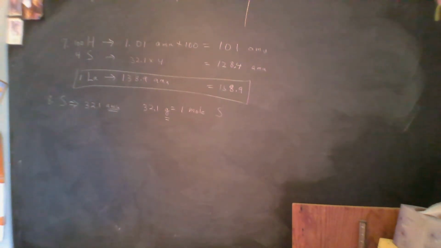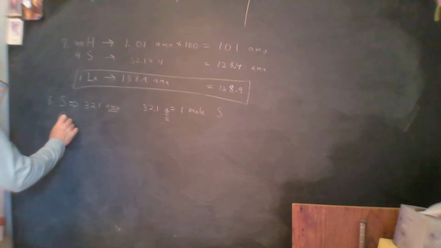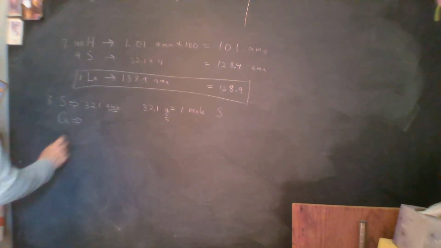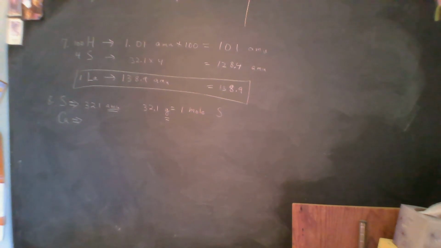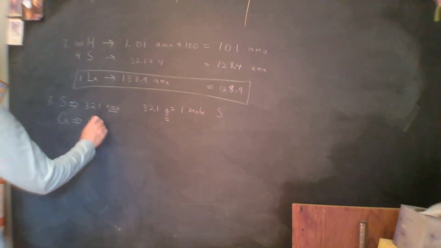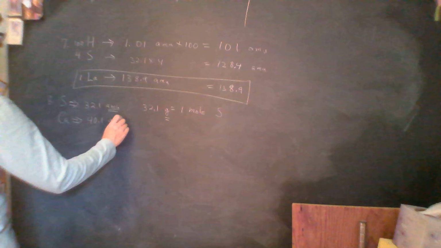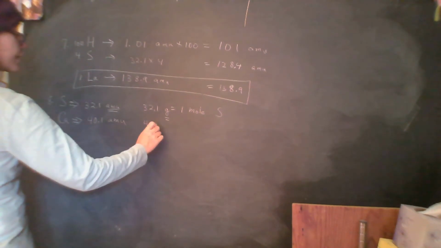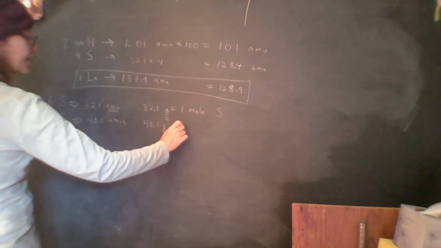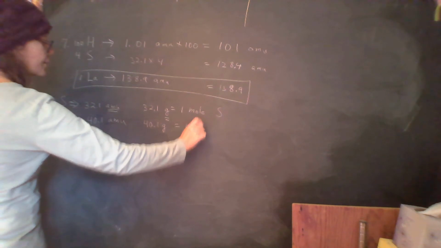How about the next example? 40.1 grams of calcium. Well, hold on. What's the atomic weight of calcium? Please figure that out. It's 40.1. Yeah, 40.1 AMU. That means the 40.1 grams of calcium equals 1 mole of their elements.